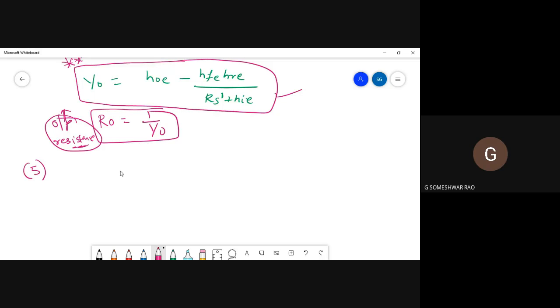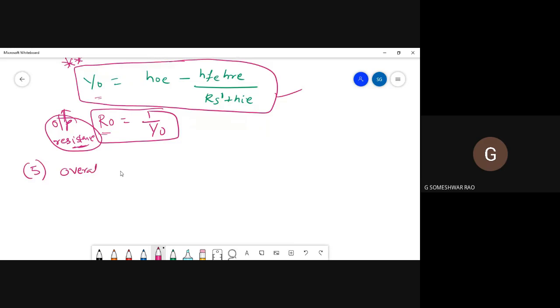Y naught and R naught are both interrelated. Then we can say that there are four terms only. For the fifth term, you put a subheading. I hope everybody copied.